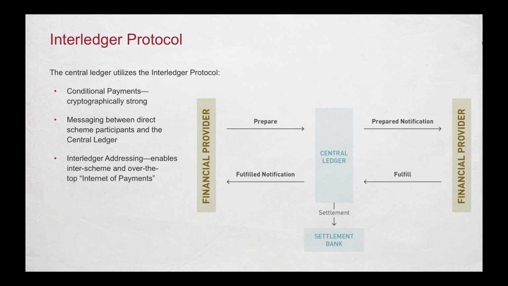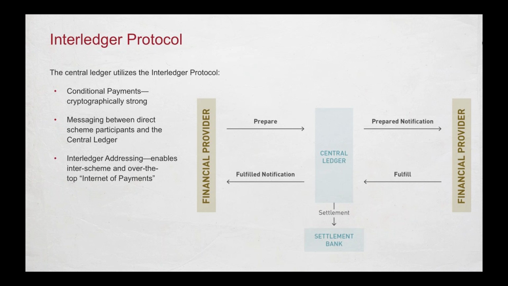Alice's financial provider might choose to pass that fee on in some form to Alice, presenting to Alice a screen that says, to make this payment, it will cost you 1,100 Tanzanian shillings. Are you okay? If so, enter your PIN. Having done that, the prepared payment will be posted to the central ledger that will then forward that prepared notification to the financial provider for Bob.